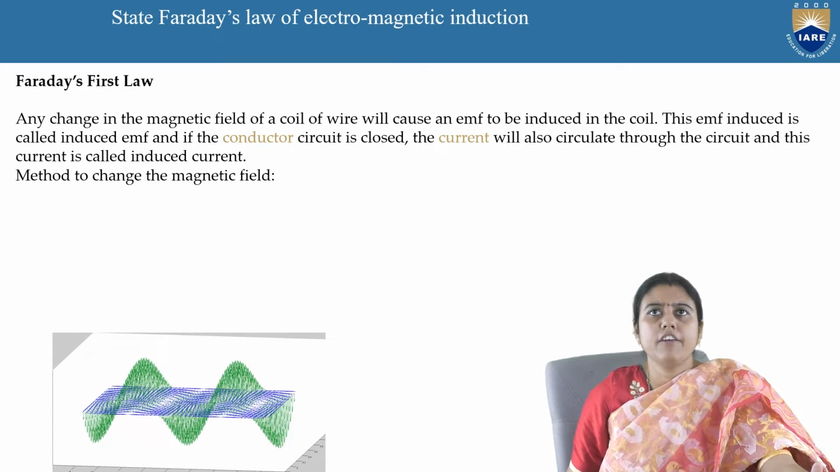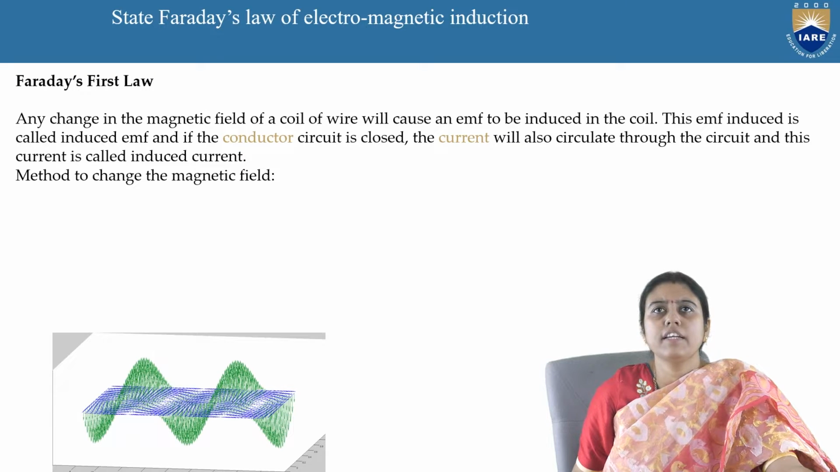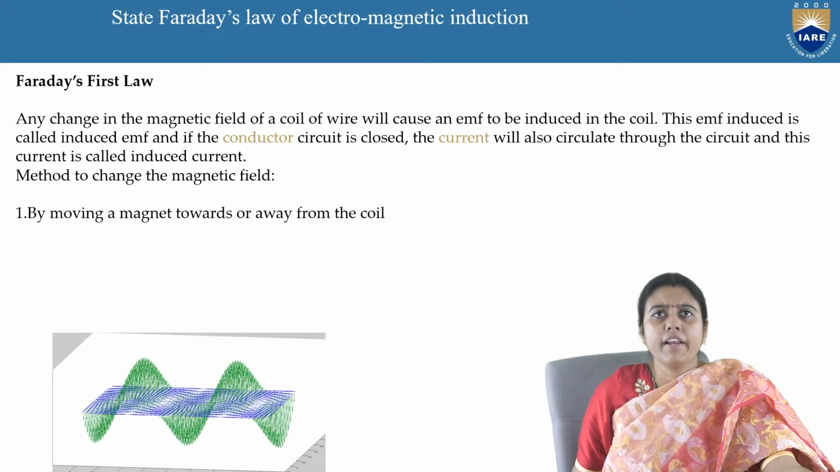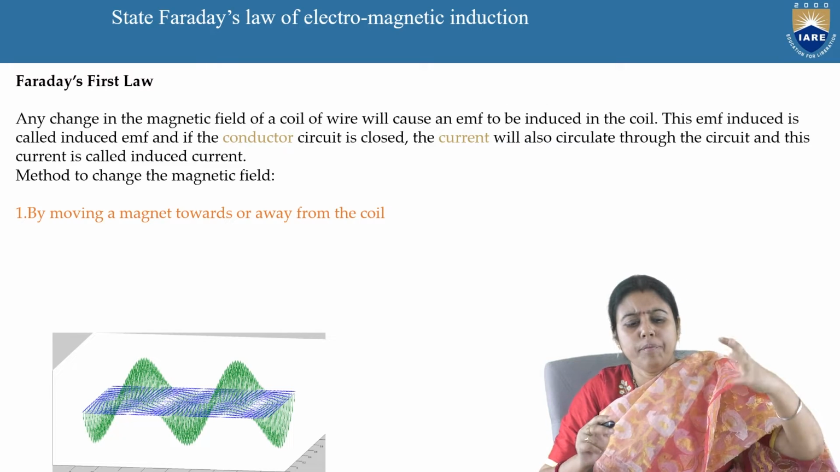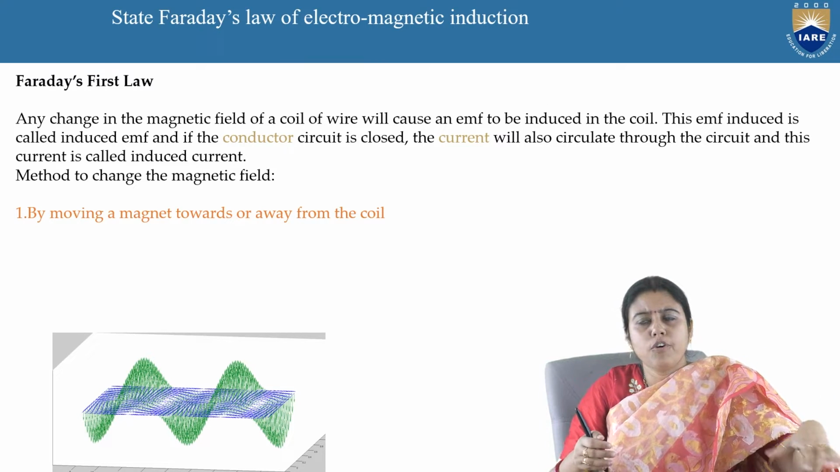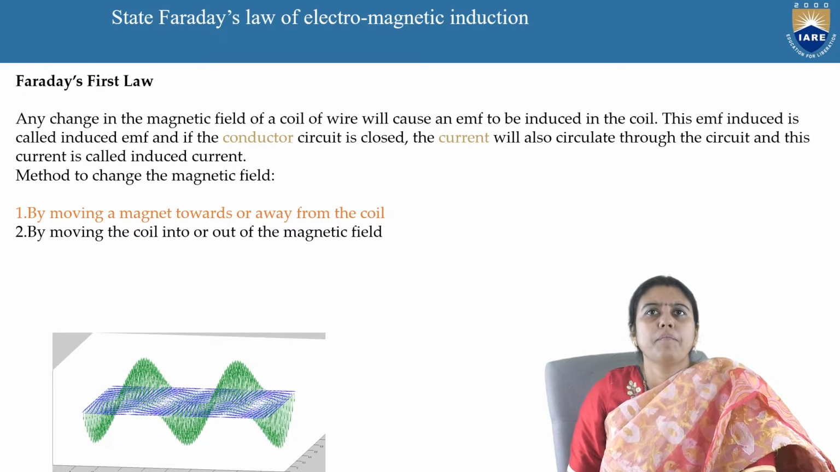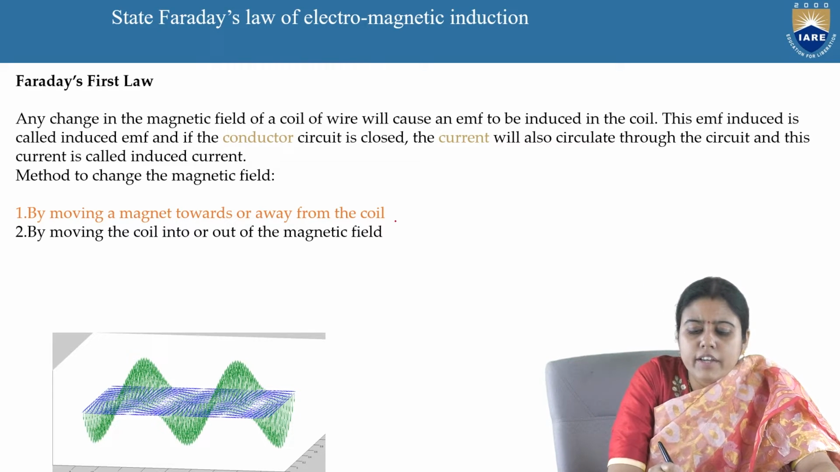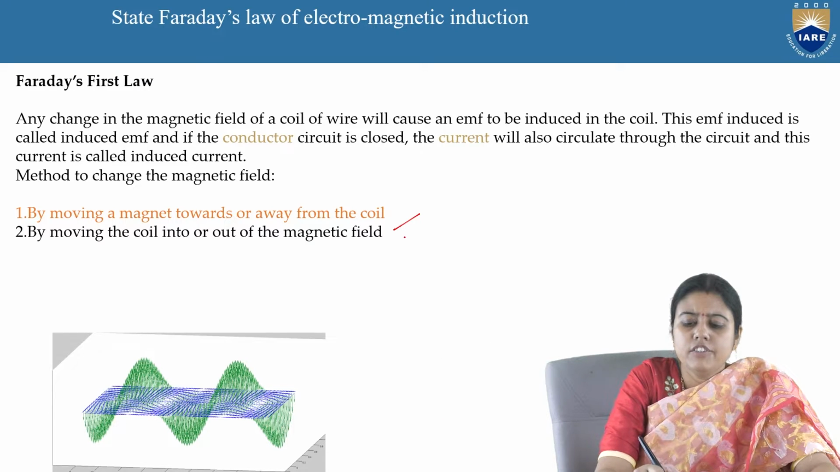Any change in magnetic field of a coil or wire will cause an induced EMF, and this EMF is known as the induced EMF. And how can we change the magnetic field? The magnetic field can be changed by moving the magnet to and fro towards the coil or taking it away from the coil. Next, by moving the coil into the magnetic field. This we can use in any motor or any generator.